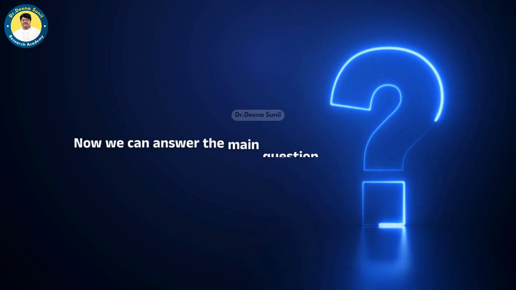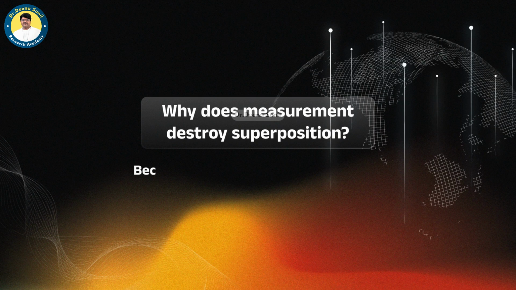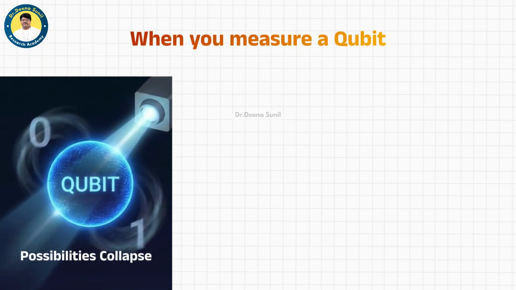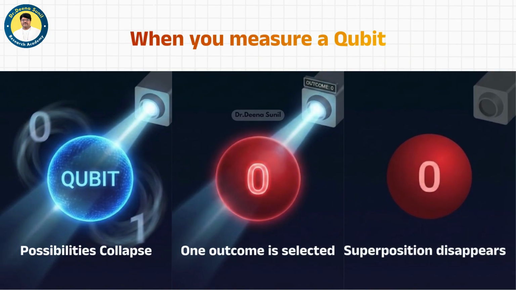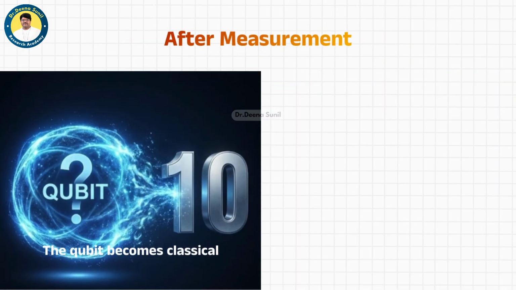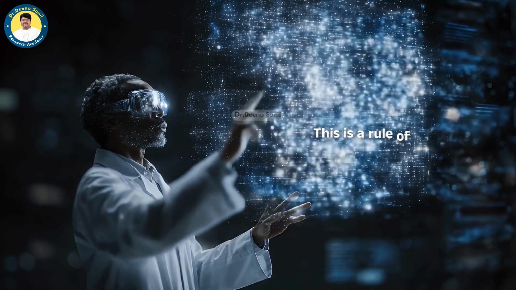Now we can answer the main question. Why does measurement destroy superposition? Because measurement forces certainty. When you measure a qubit, possibilities collapse. One outcome is selected. Superposition disappears. After measurement, the qubit becomes classical. Quantum behavior ends. This is not a design flaw. This is a rule of quantum mechanics.